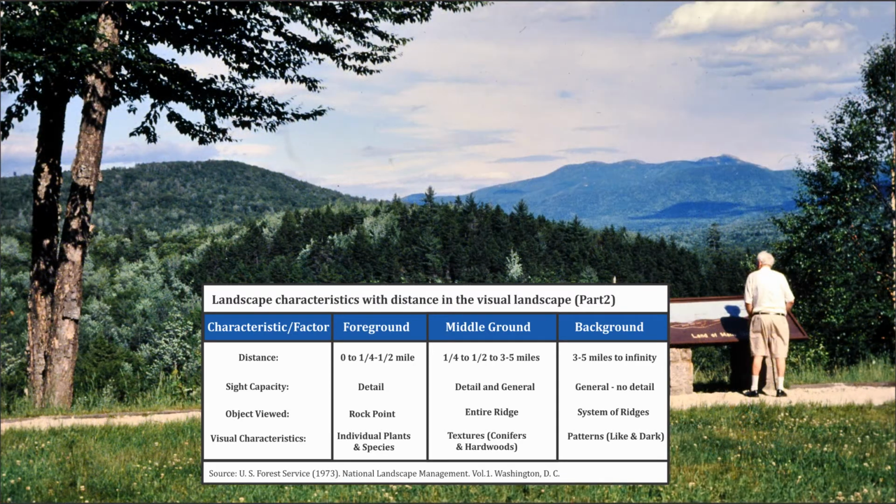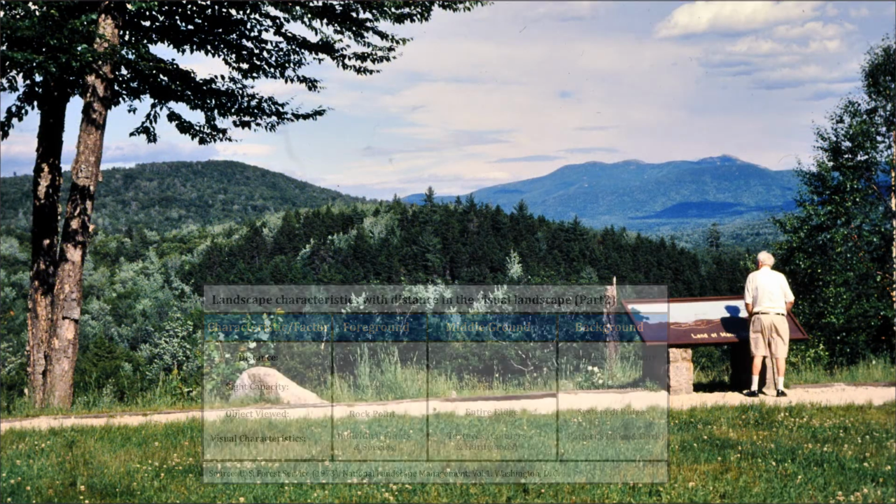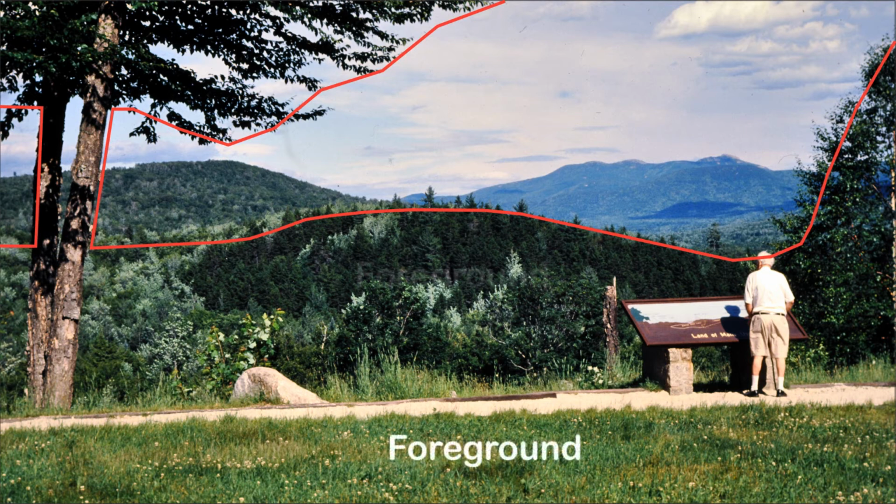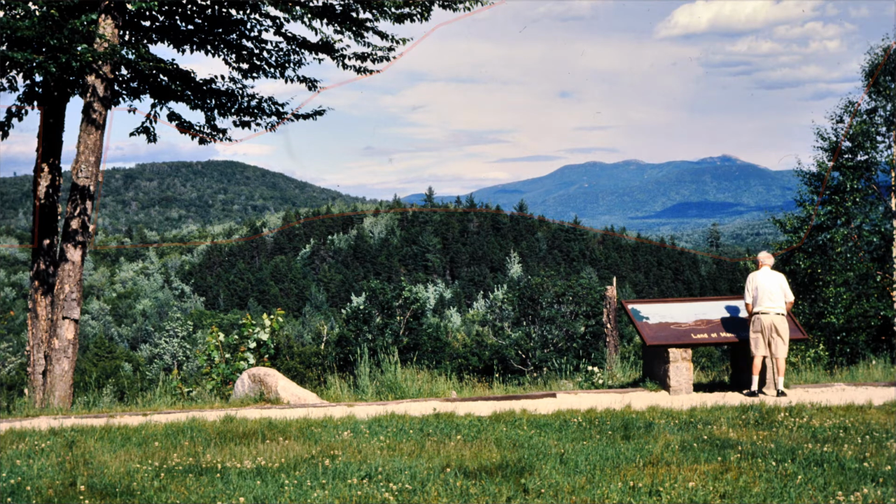This overlook on the Kancamagus Highway in the White Mountains illustrates the data found in the two tables. The foreground extends to 1/4 to 1/2 mile from the observer. The trees and their individual branches are clearly identifiable. Everything looks normal. The middle ground extends from 1/4 to 1/2 mile to 3 to 5 miles.